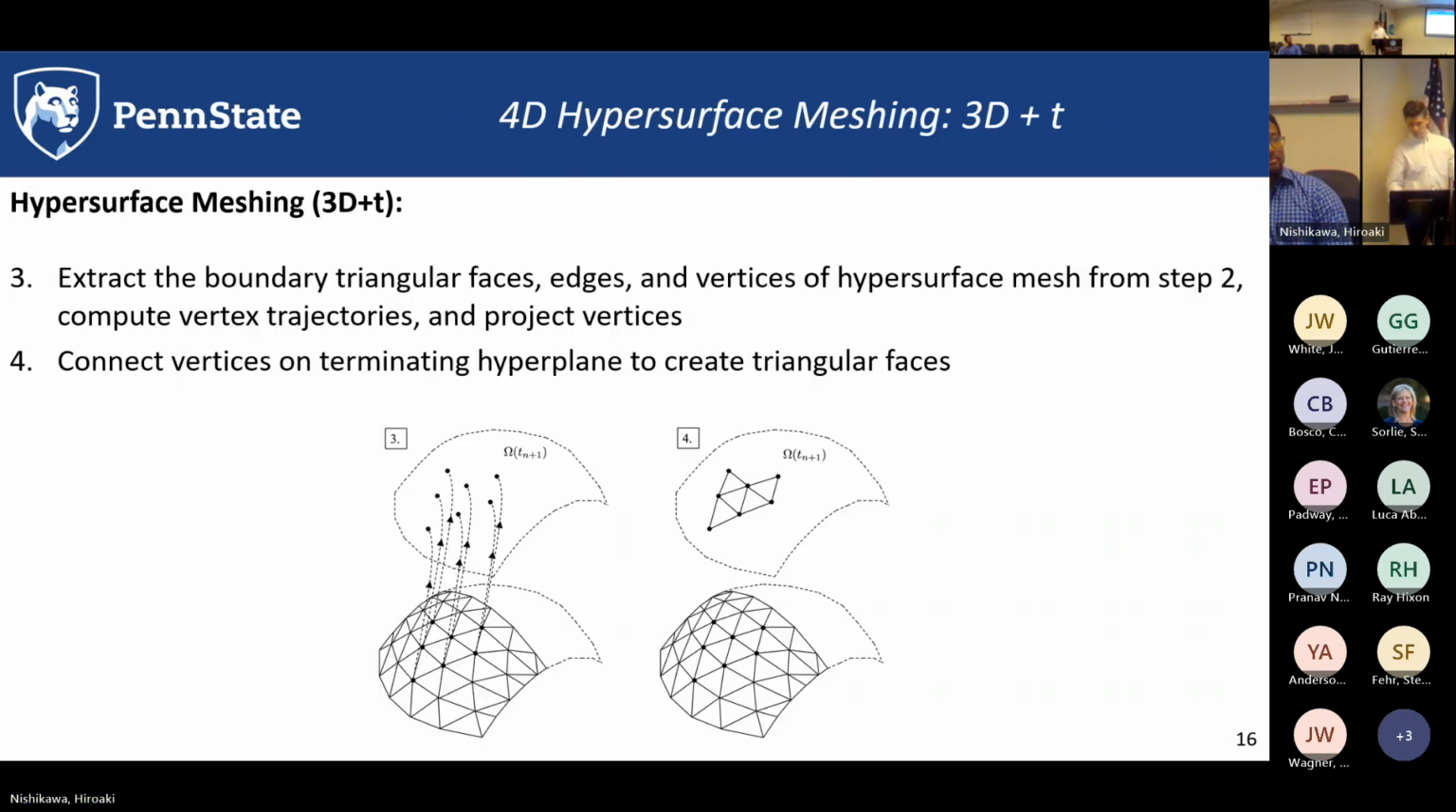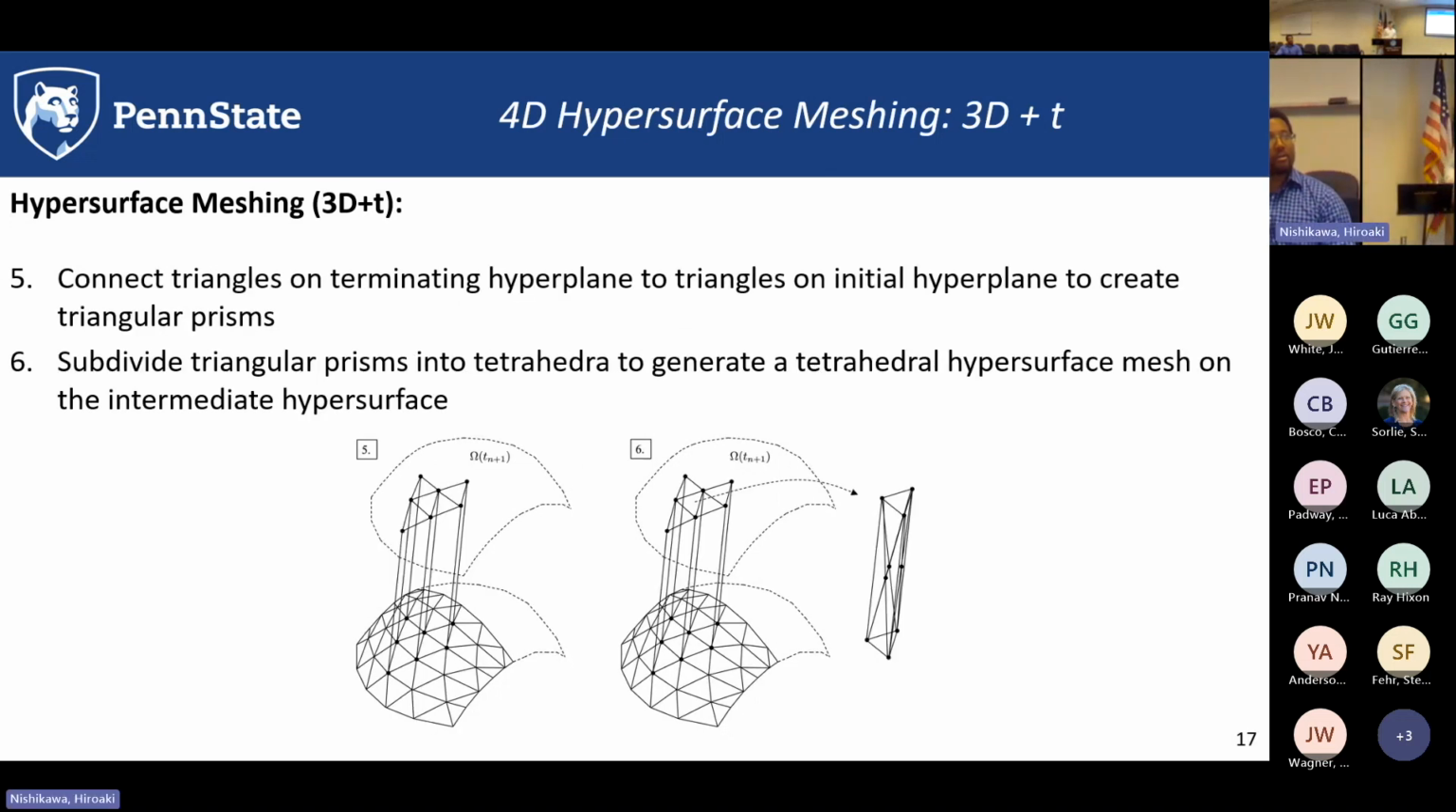So, exact same thing, step three, we're going to take those boundary vertices, and we're going to project those along the temporal axis using our trajectory tracking method to find the bounding vertices on the terminating hyperplane. And the connectivity from the initial hyperplane will remain the same. So we know our bounding triangles on the terminating hyperplane as well. If we connect the old vertices to the new vertices moving forward through time, that will generate a series of triangular prisms. And each of these triangular prisms can be subdivided into a series of tetrahedral facets.